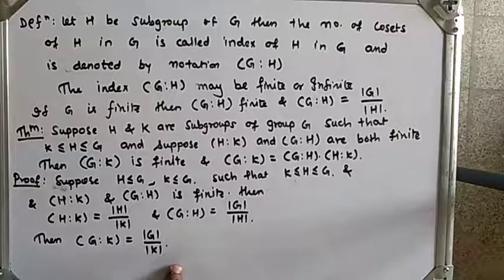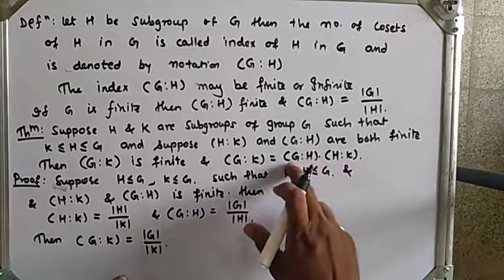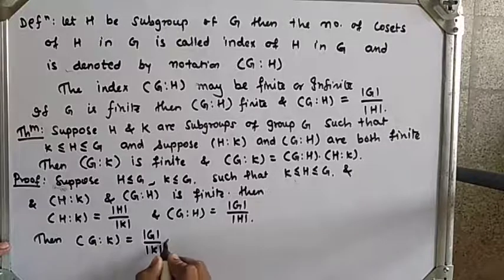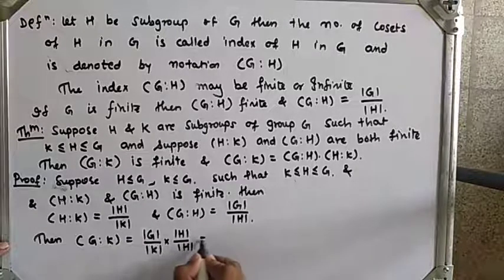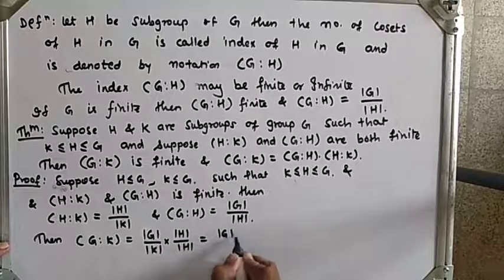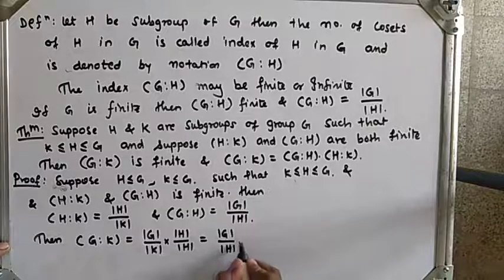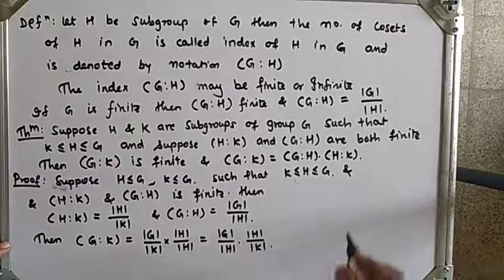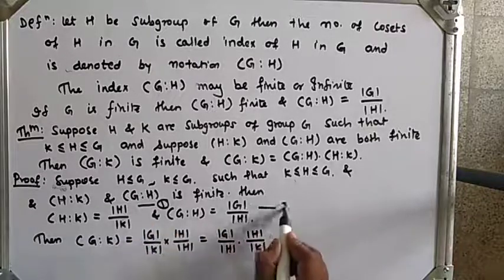So to prove that the index of K in G is equal to the index of H in G into the index of K in H, I will multiply and divide by the order of H. So we will get the order of G upon the order of H, into the order of H divided by the order of K. So this is equation 1 and this is equation number 2.